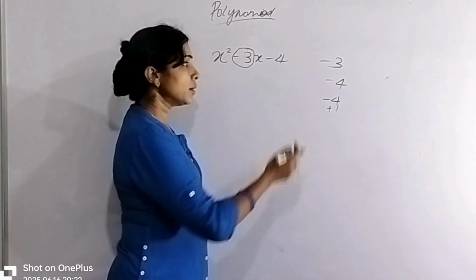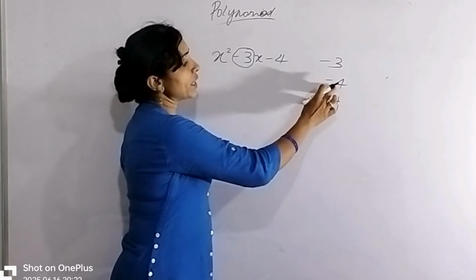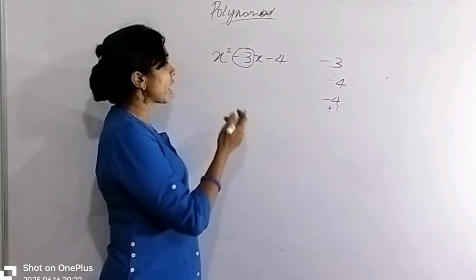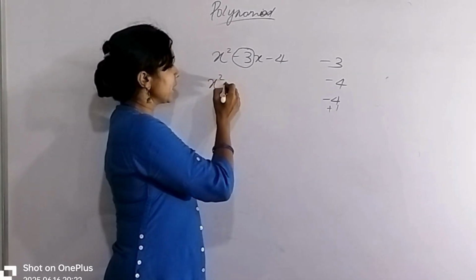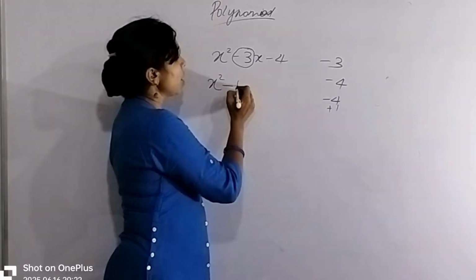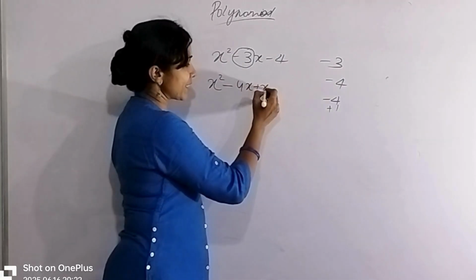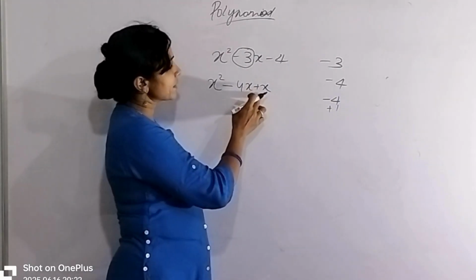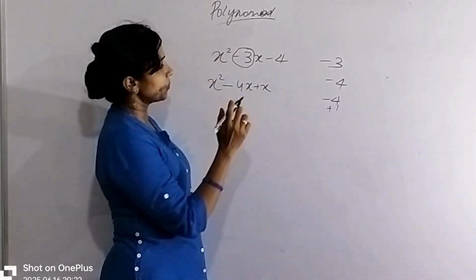The sum is minus 3. Clear? So minus 4 into 1, the product is minus 4. So how can we factorize it? X square minus 3x, I can factorize the minus 3x as minus 4x plus x. Clear? Minus 3x I'm just writing like this: minus 4x plus x. The resultant will be minus 3x.